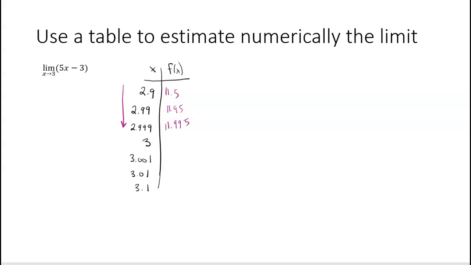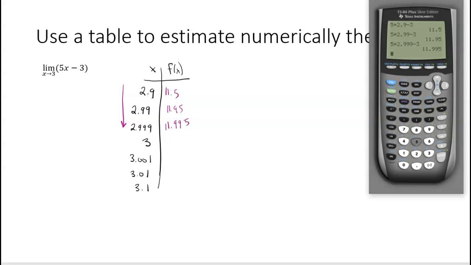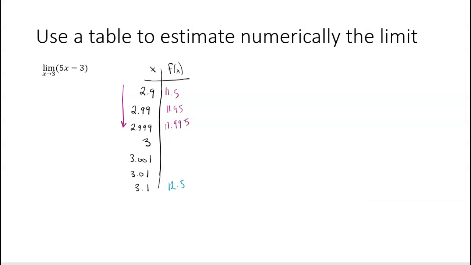So let's see what happens if we look at the other numbers. 5 times 3.1 minus 3, so 12.5, 5 times 3.01 minus 3, so 12.05, and then 5 times 3.001 minus 3, so 12.005. So again, it looks like my blue numbers are getting closer and closer to the number 12. So it looks like these should be approaching the same number.